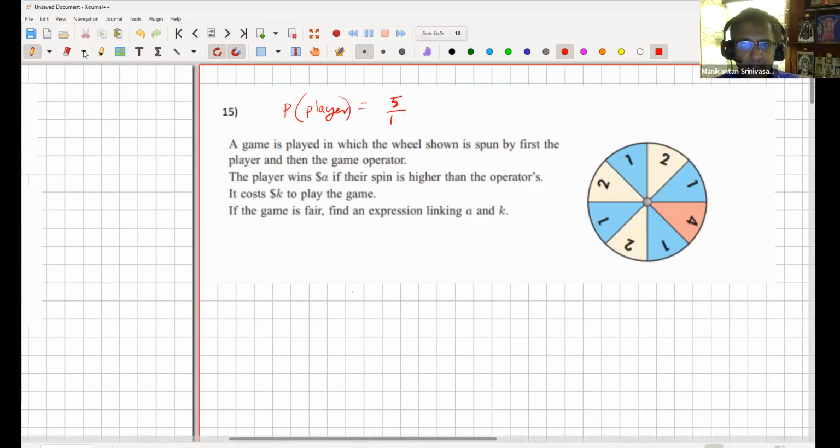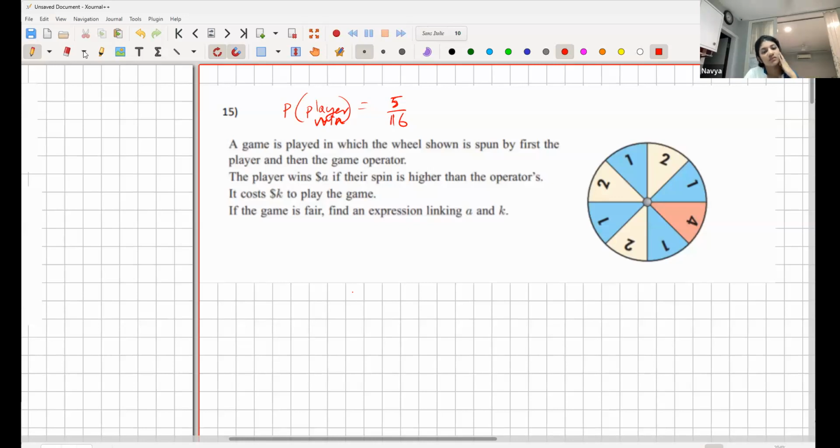Does anyone else get the same answer? 5/16 is the probability of the player winning. Suhani, what did you get? I wasn't really sure how to do this question. Okay. Navya, what did you get? I didn't get this question. Okay. Anyone else?